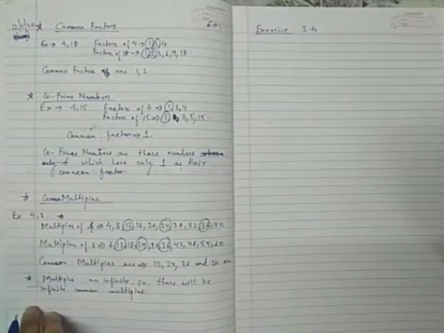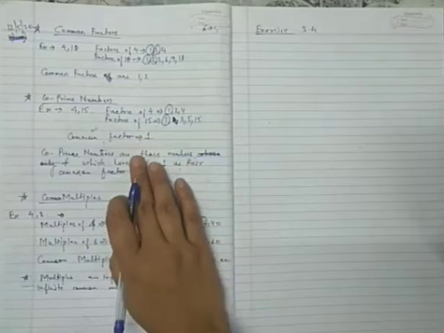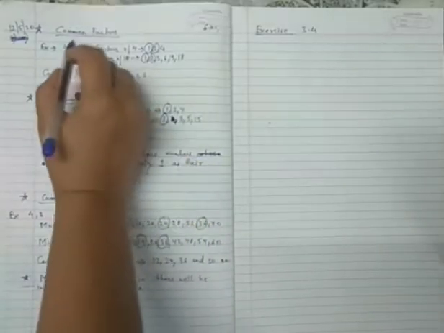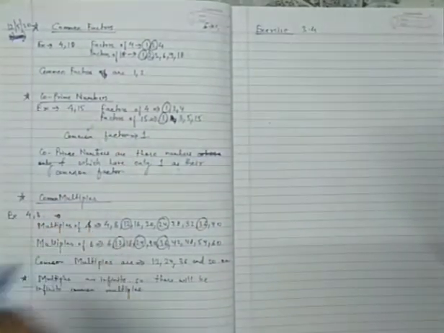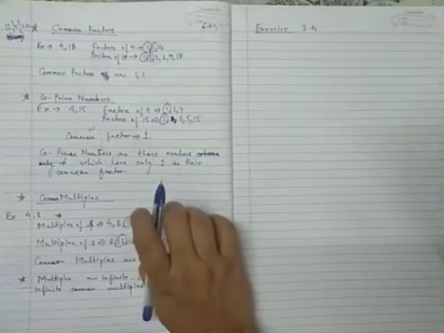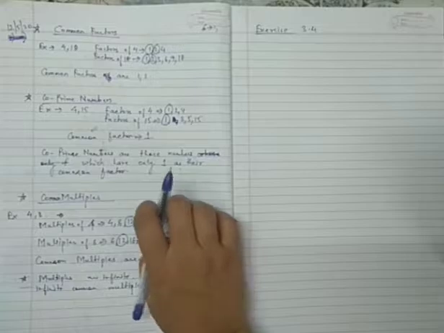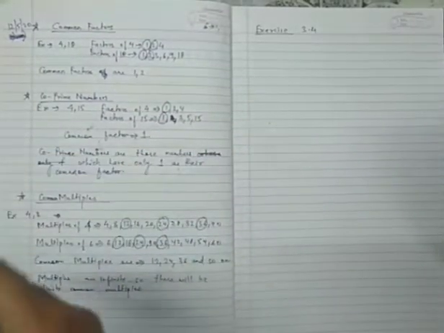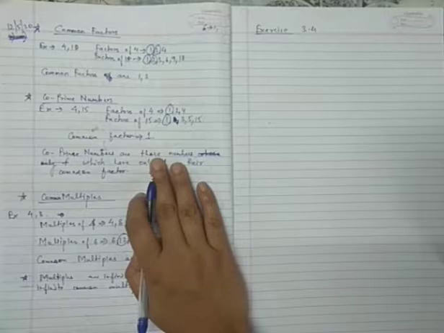Okay, good morning students. The topic that today we are going to do is common factors. So we all know what factors are. Suppose if I ask you factors of 6, it will be 1, 2, 3 and 6. So basically the numbers in whose table 6 comes are the factors of the number.